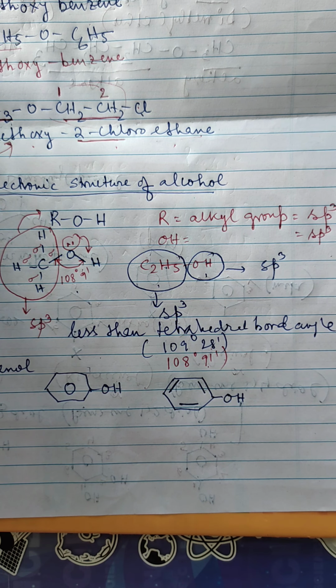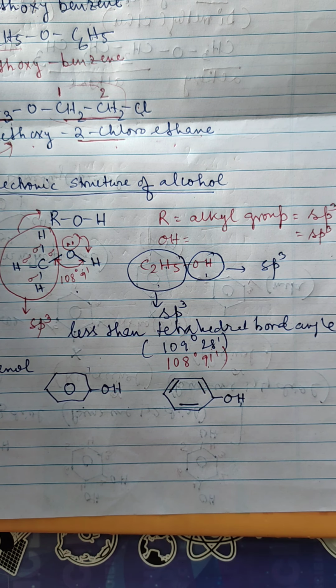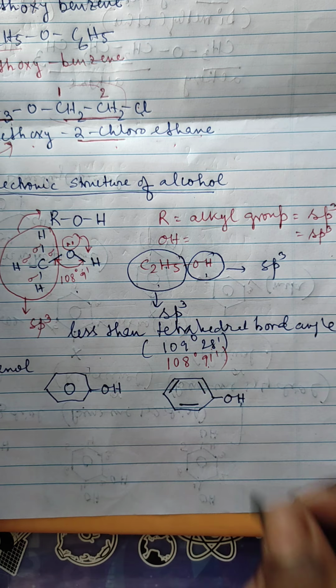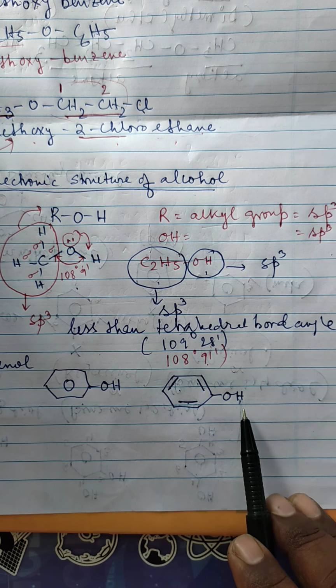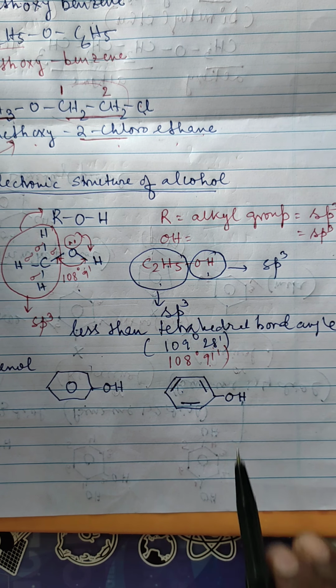Now when this OH group is attached to it, this OH group renders the ring a certain type of double bond character. Because of this double bond character, it is resonance stabilized. See here, because of this double bond, it is becoming resonance stabilized. Because of resonance stabilization, what is happening?